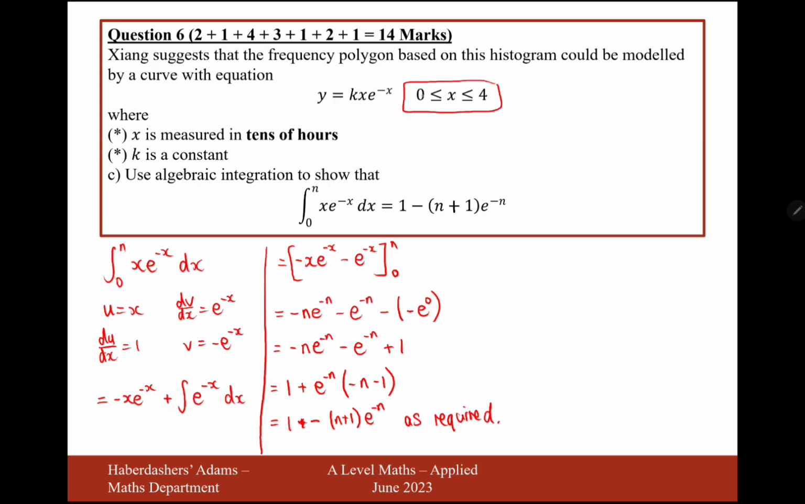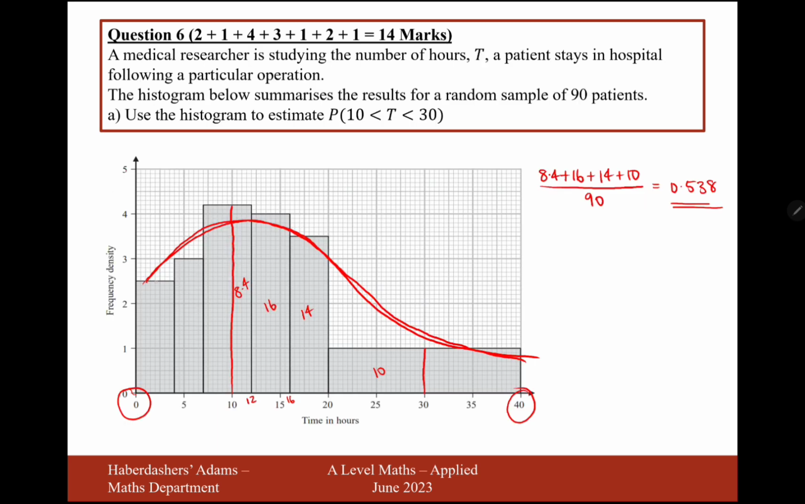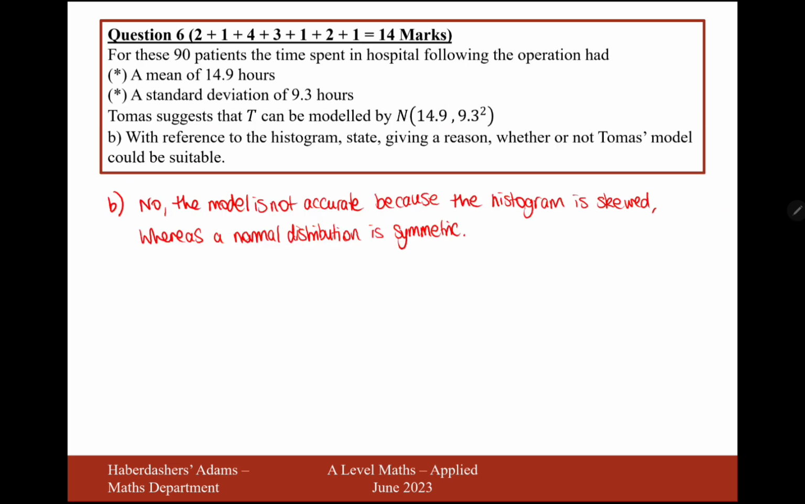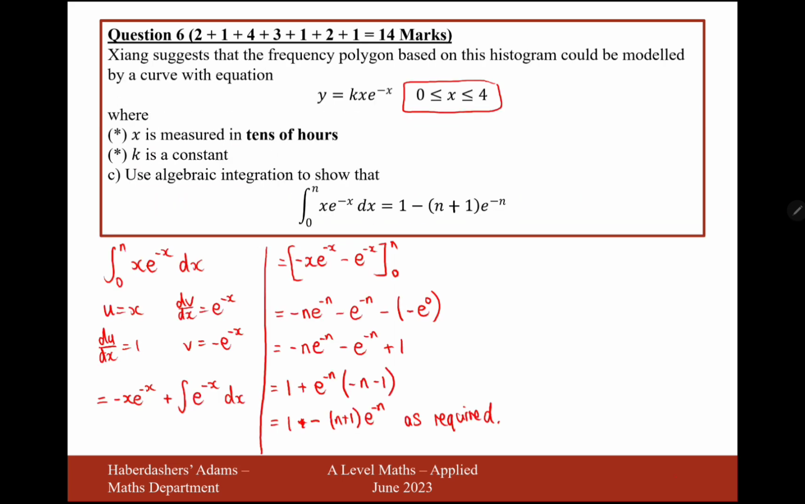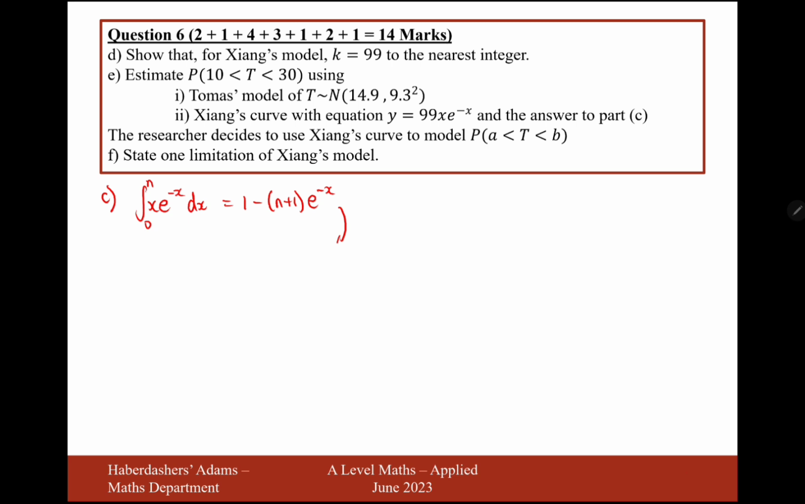Zhang has suggested that between 0 and 4, so our integral is going to be between 0 and 4, kx e to the minus x will equal this expression here. If we go back to our histogram, the area under this curve represents everyone in our survey, all of the sample, which is 90 patients. So the area under this curve needs to equal 90. We substitute n with 4, and the answer is going to be 90 because the area under that histogram equals 90.